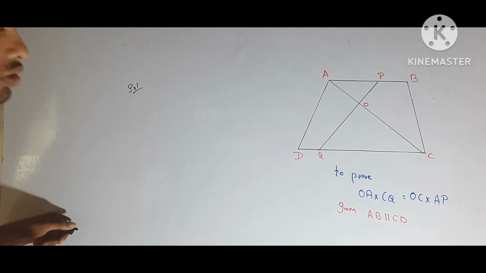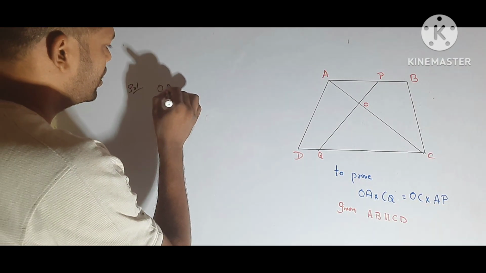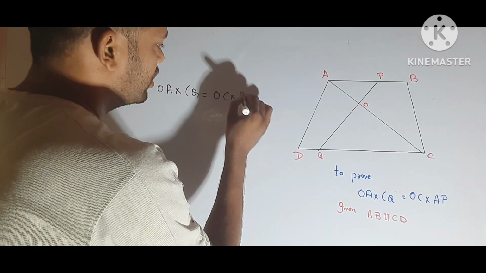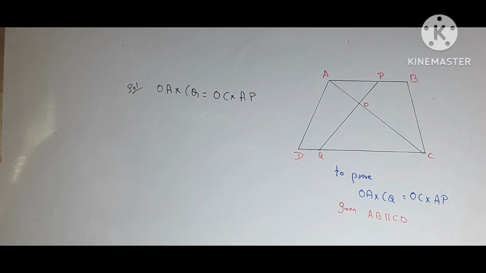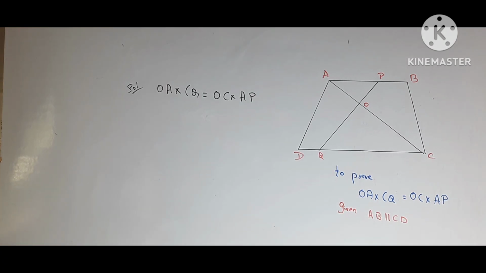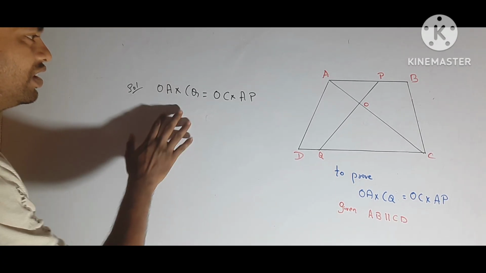Solution. What you have to prove is OA into CQ equal to OC into AP. So this one we have to prove. For that, let me see what we can do. Now let me arrange them.